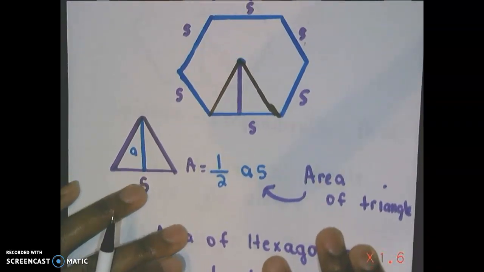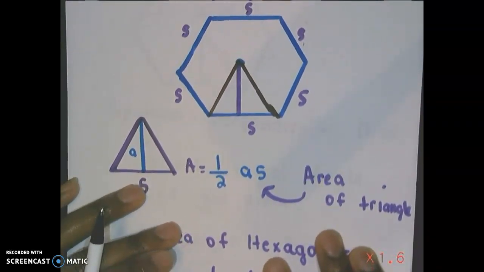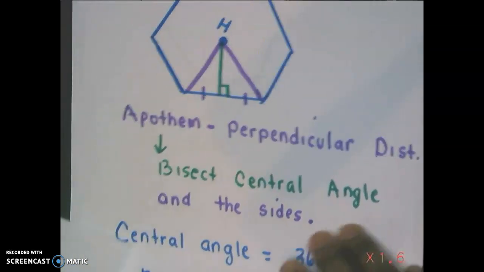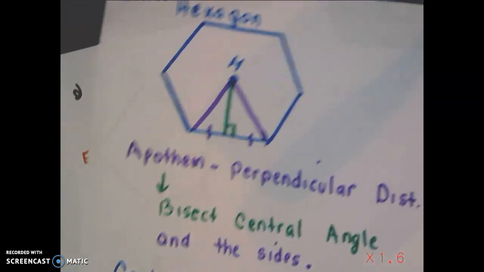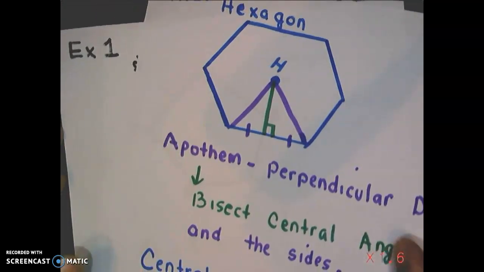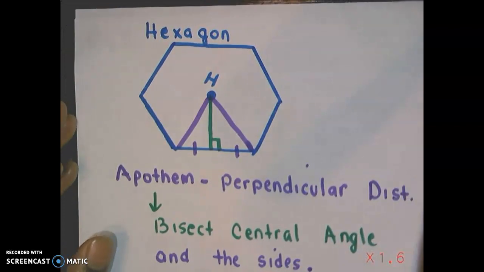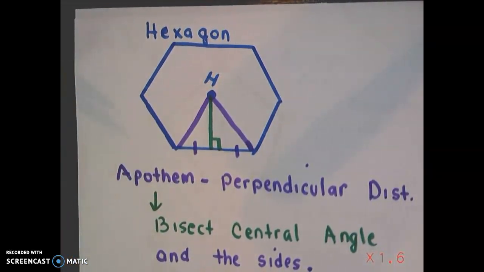All right, so let's look here. Sorry, this is the wrong page, but this is a polygon, which is a hexagon. A hexagon just means that it has 6 sides. We're going to use this hexagon to come up with the formula to find the area of a regular polygon.